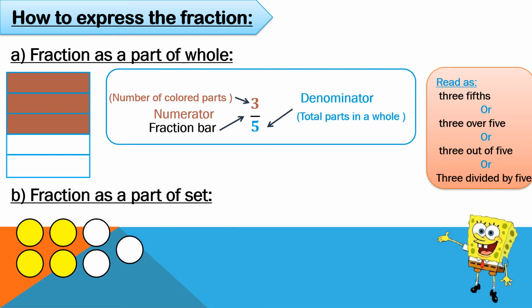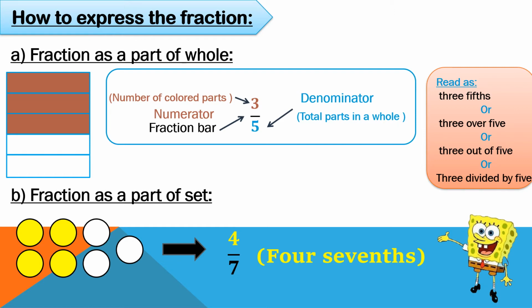Here we said we write on the top the number of colored parts. I want to know the fraction of yellow. So in the top, in the numerator, I will write how many yellow balls. 1, 2, 3, 4. So I will write 4. 4 over what? The total parts, which are 1, 2, 3, 4, 5, 6, 7. So 4 over 7.